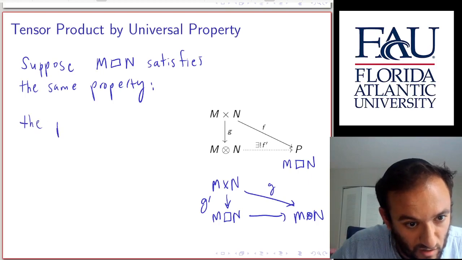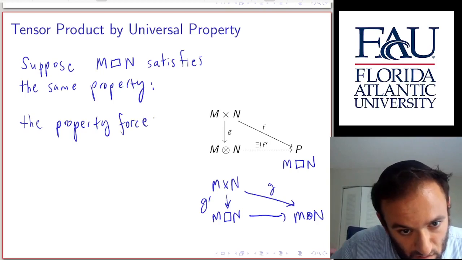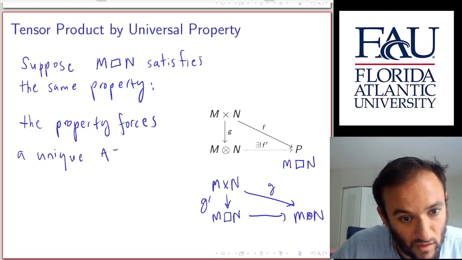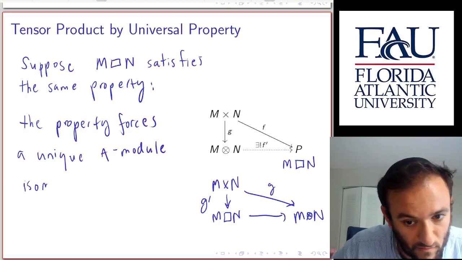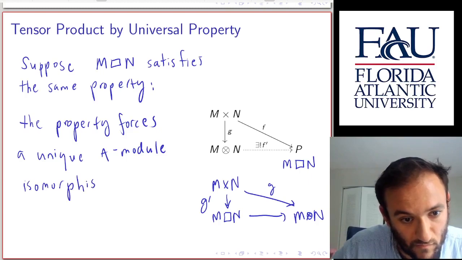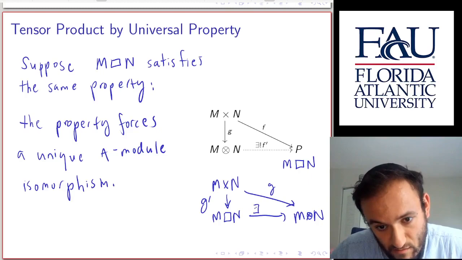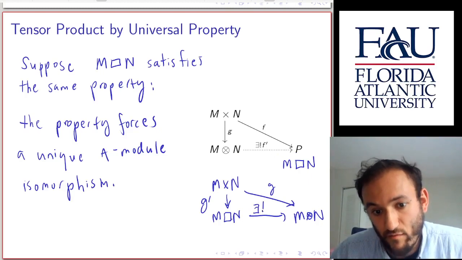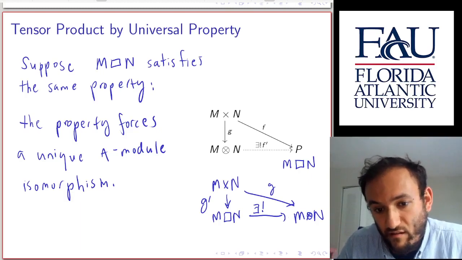the property forces a unique A-module isomorphism. Okay, based on this unique map, going first this way and then this way. So from M tensor N to M square N, and then back to M tensor N.